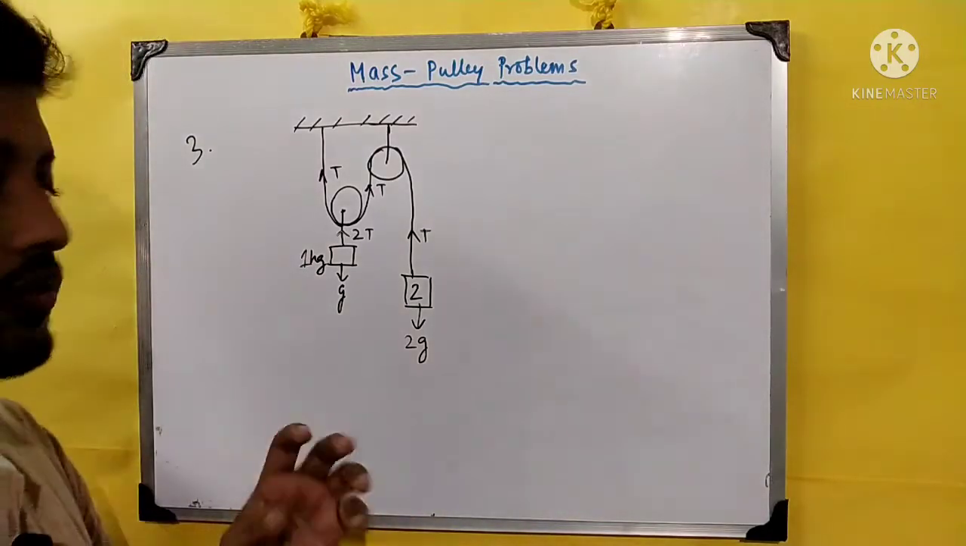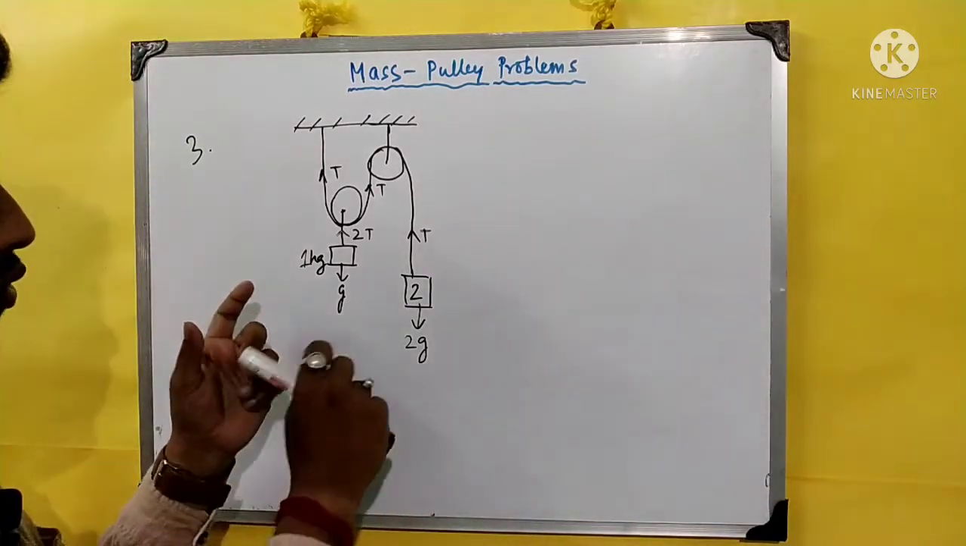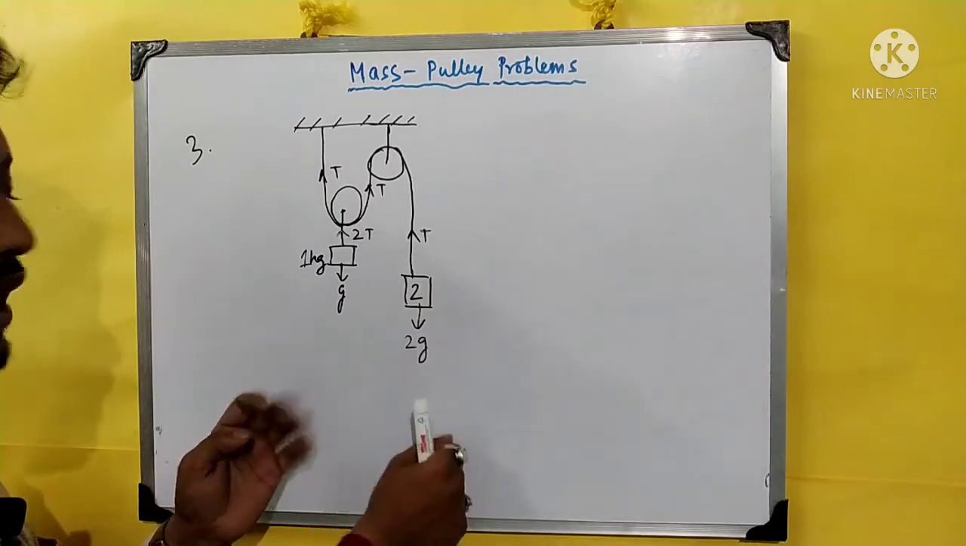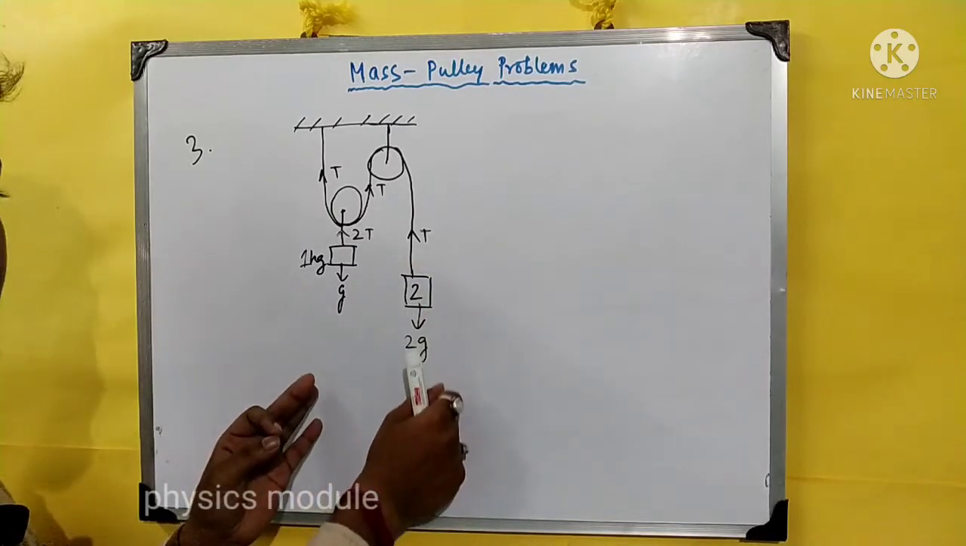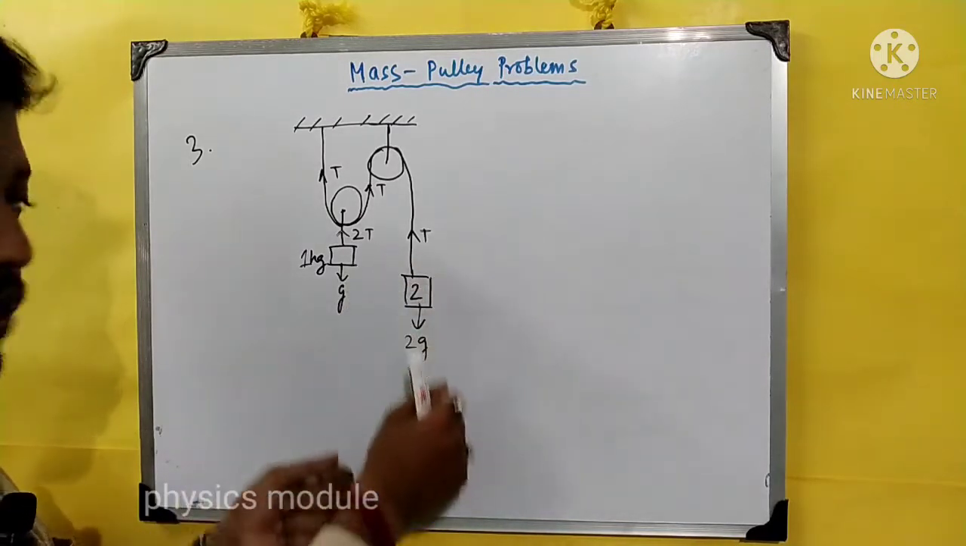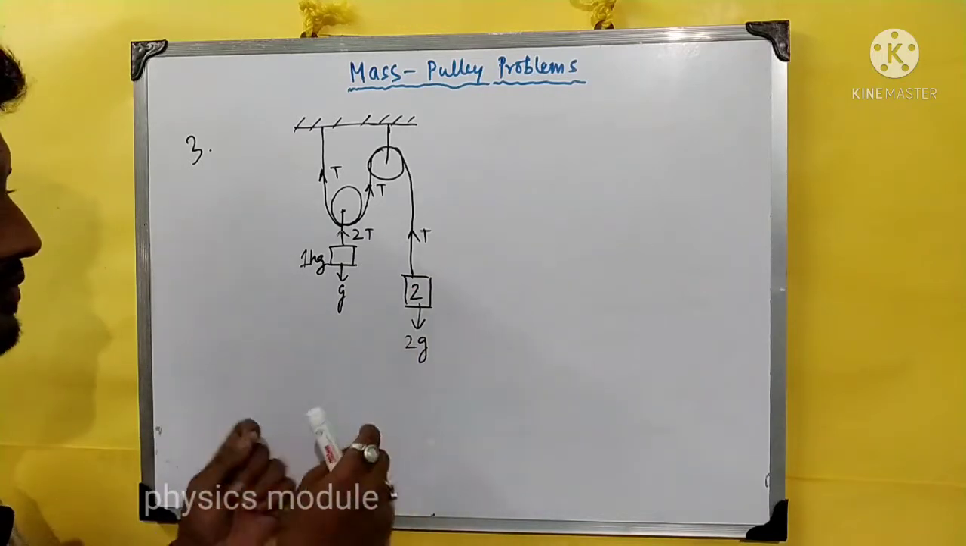Now there is an interesting case. See, you have to understand this thing. Whenever this mass is going downwards, what is happening?